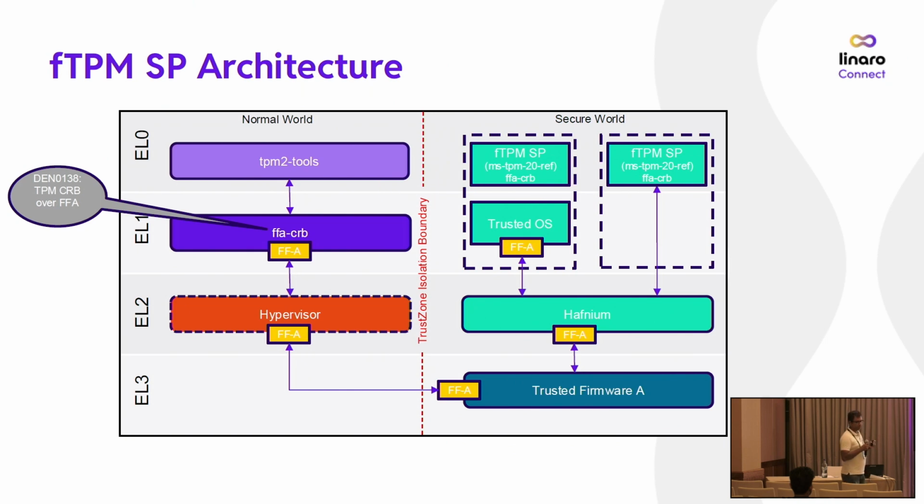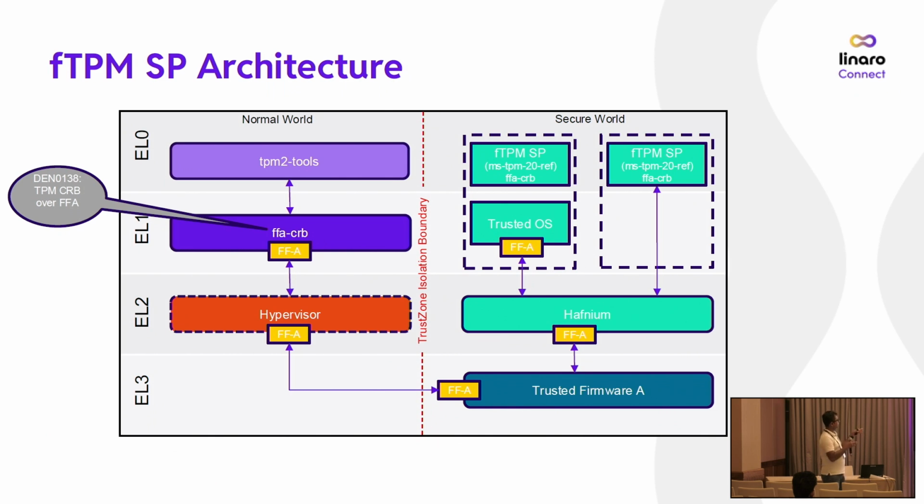Now let's have a look at one of the TPM commands, how it traverses through this software stack. For example, TPM2 get random, which is basically a TPM command to get random numbers. So TPM2 tools issues a TPM2 get random command, and then the TPM CRB FFA driver would initiate an FFA direct message and also update the CRB structures in the memory, and then the FFA ABI would invoke an SMC instruction, which would cause an exception to be taken to EL3, and TF-A handles that exception.